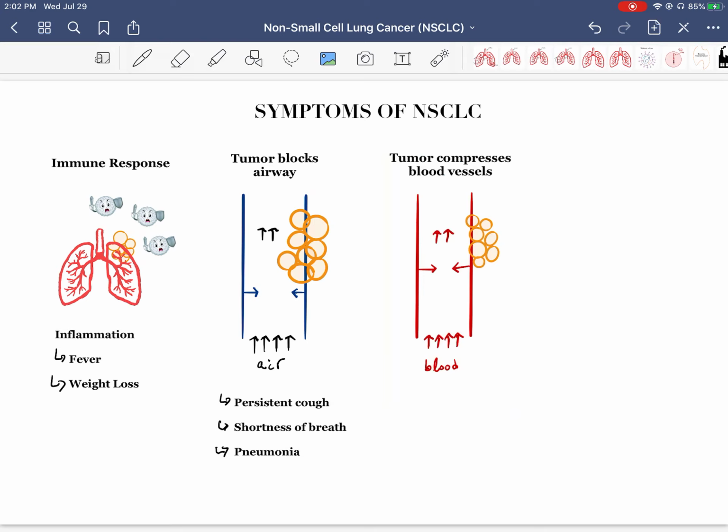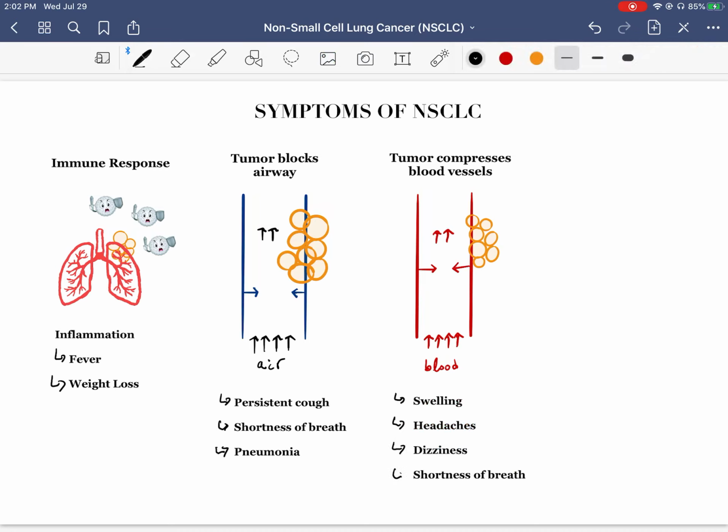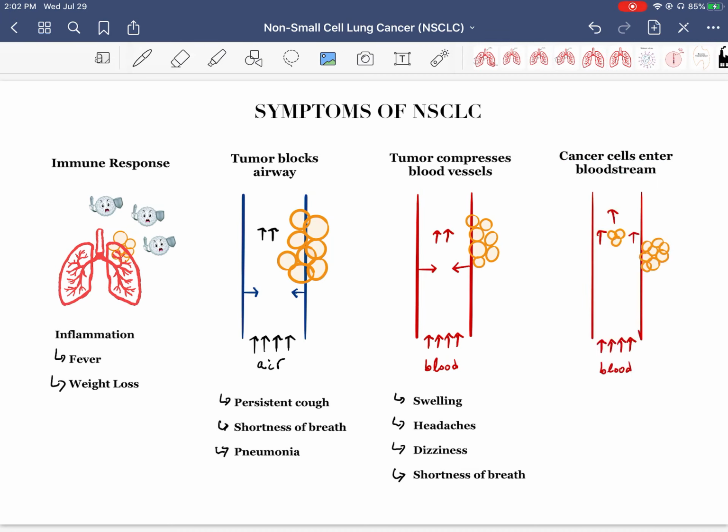If the tumor compresses nearby blood vessels, it can cause the backup of blood, which in turn can cause symptoms such as swelling, headaches, dizziness, and shortness of breath. Finally, if the cancer cells infiltrate the blood vessels, they can cause your mucus to become bloody, which would lead to symptoms such as coughing up blood and blood-tinged phlegm.